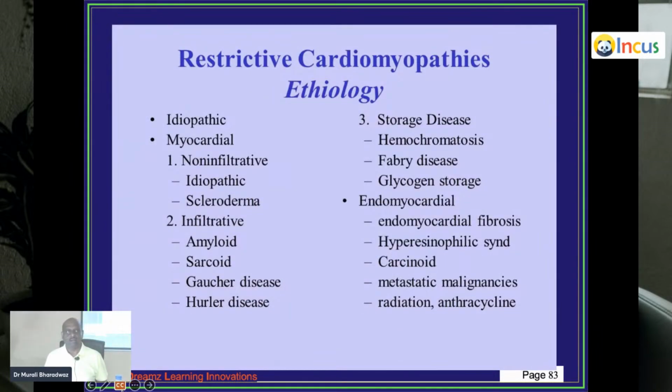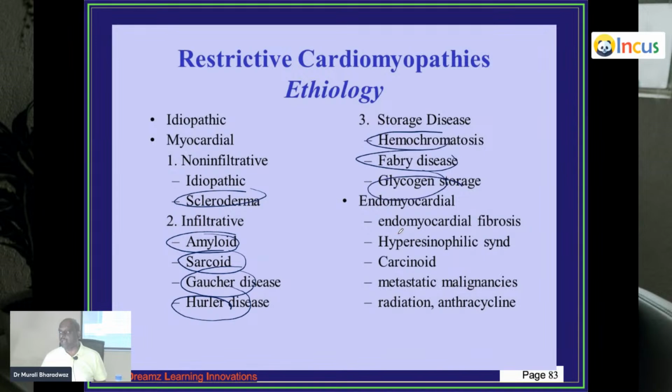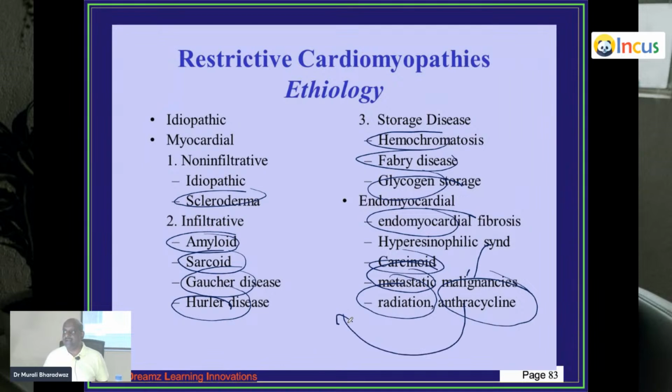So all fibrosis leading conditions will lead to it, and infiltrative conditions: scleroderma, amyloidosis, sarcoidosis, Gaucher's, Hurler, Fabry, hemochromatosis, glycogen storage, myocardial fibrosis, carcinoid, any metastatic malignancy, radiation, anthracycline, which is used in breast carcinoma.